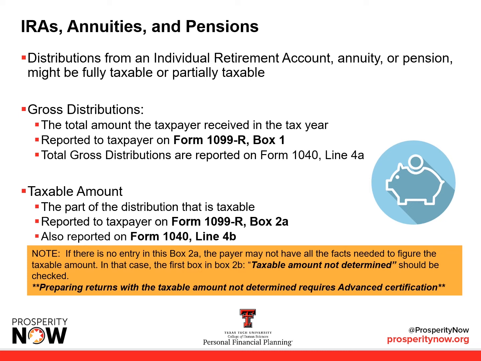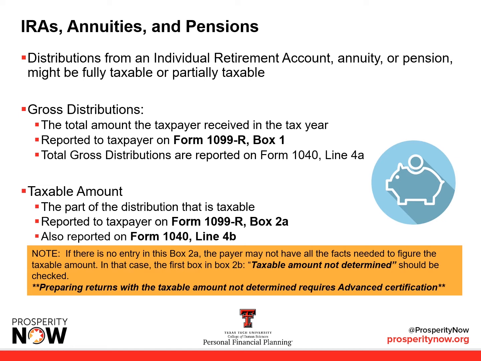What you should do is calculate the gross distributions. Gross distributions are the total amount the taxpayer received in the tax year. This is reported to the taxpayer on Form 1099-R, Box 1. Total gross distributions are reported on the Form 1040, line 4A.